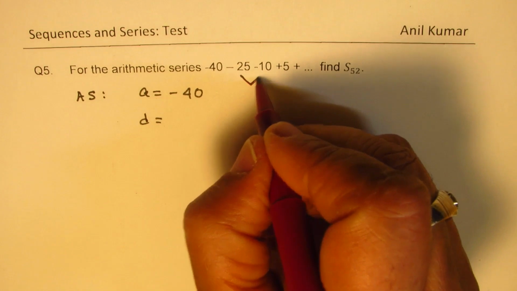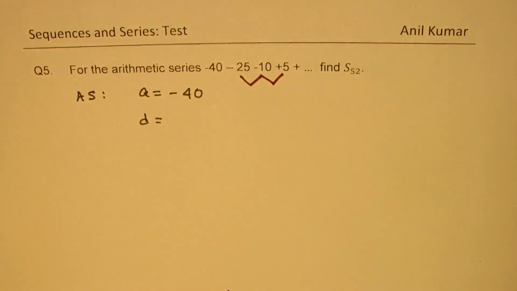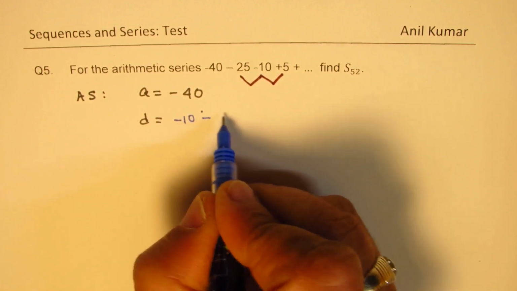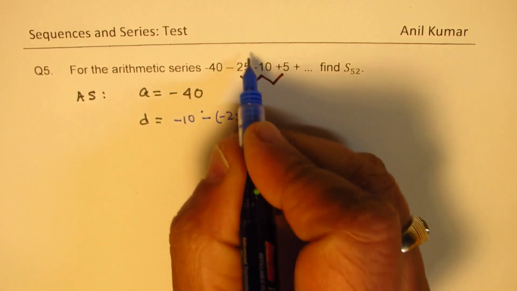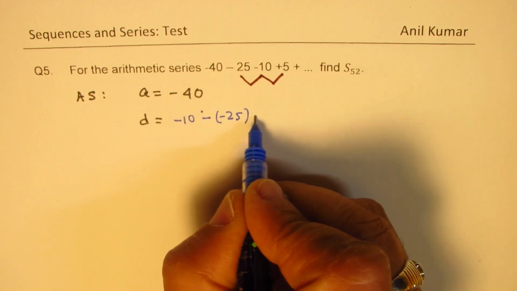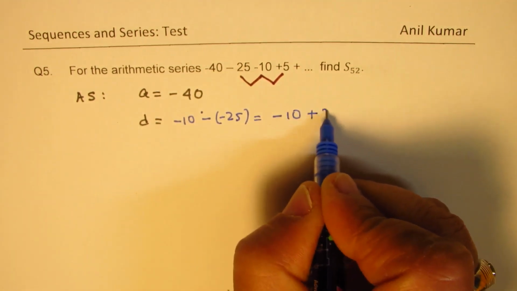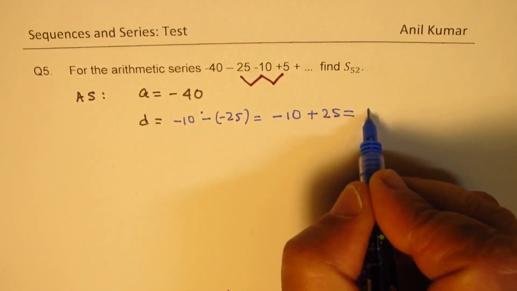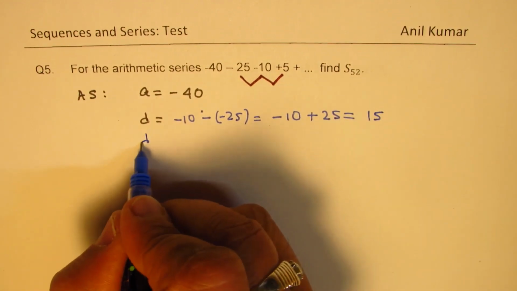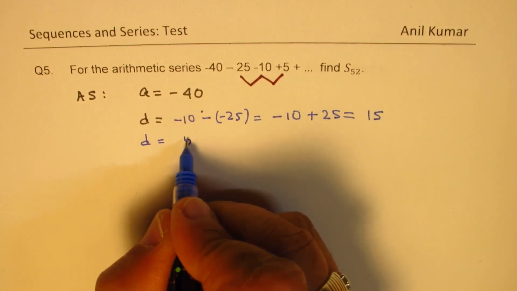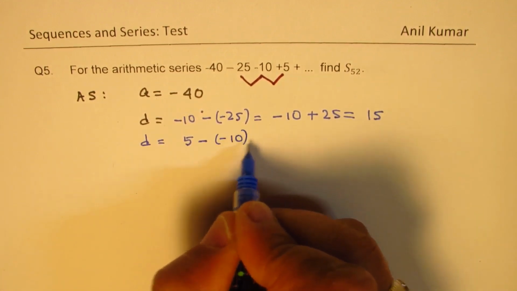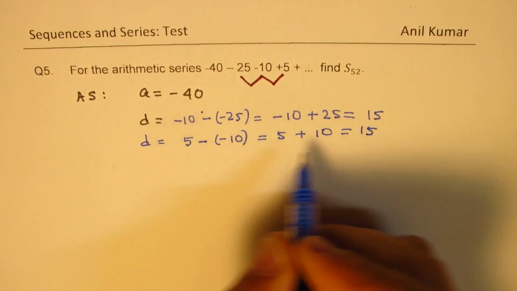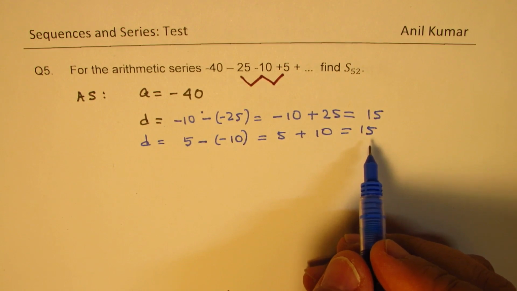So if you do that, what do you get? So here we can take any terms. So we have minus 10 minus 25, for example, between these two terms. So it is equal to minus 10 plus 25, which is 15. And we can also check that this difference is indeed constant. 5 minus minus 10 is 5 plus 10, which is also 15, correct? So the common difference, D, is 15, right?